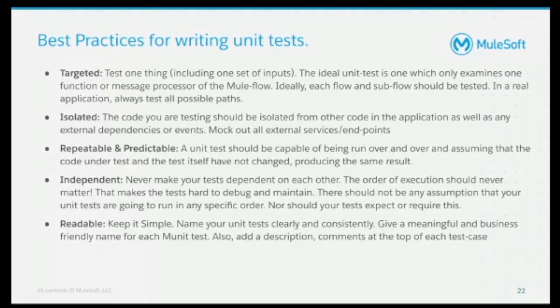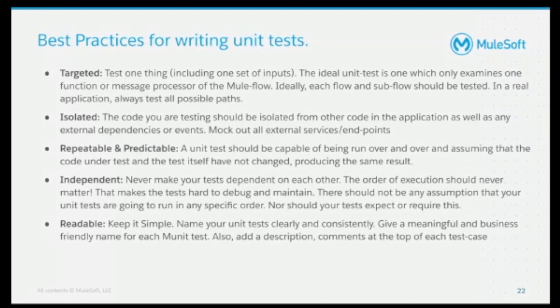Like I told you, mock out all your external dependencies. Your unit test cases should be isolated. We are only concerned about testing the components within the code. So don't let your external systems affect the execution. It should be repeatable and predictable. The whole point of writing these test cases is to automate them, right? So they can be tested over and over again.